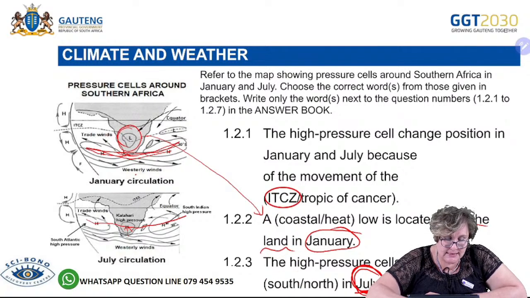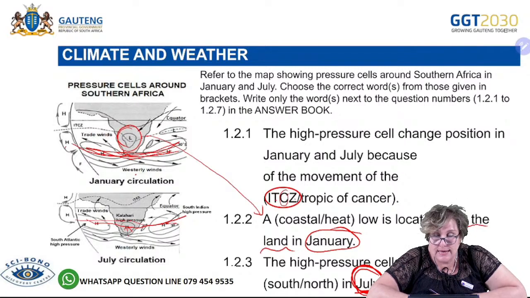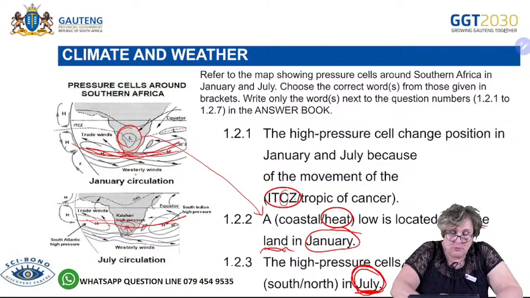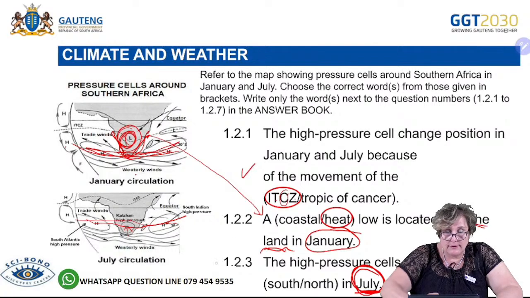The ITCZ, the Intertropical Convergence Zone, is responsible for the fact that this high pressure belt is moving north or south depending on the season. We'll talk about that just now. A coastal or a heat low is located over the land. There it is, boys and girls. It's definitely not on the coast, so it can't be a coastal low. It's over the land. So this one you can easily get if you know your grade 11 work. This one is easy because the answer is there.